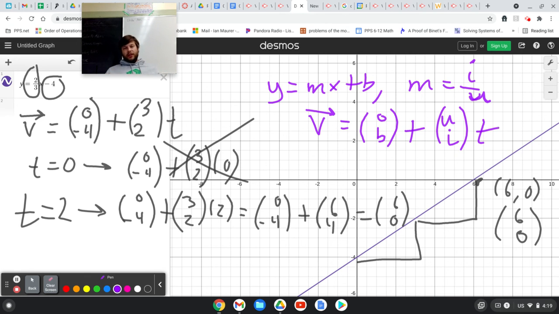Okay, so that's just doing things in 2 dimensions. There's really nothing fancier in higher dimensions, but I will show you in a separate video how to represent higher dimensional lines as a vector equation.